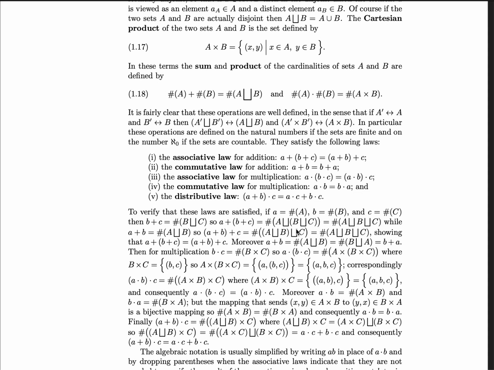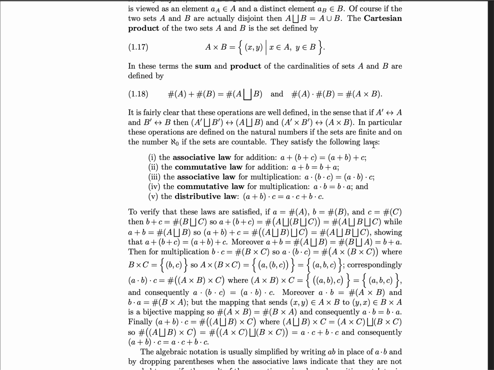It's fairly clear that these operations are well defined, in the sense that if you have sets that are bijective to two sets, then forming disjoint unions of those bijective sets is the same as forming the disjoint union of the original sets up to a bijection. Namely, A prime Cartesian product B prime is equivalent to A Cartesian product B if A prime and B prime are equivalent to A and B, and likewise for the disjoint union.